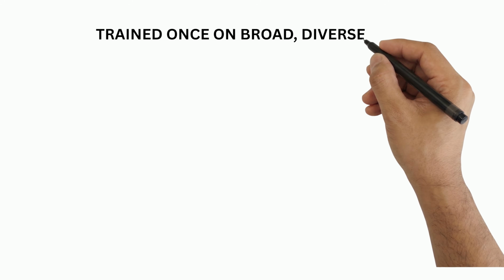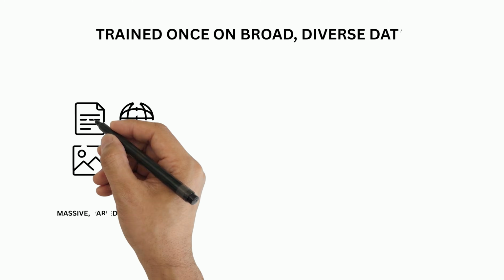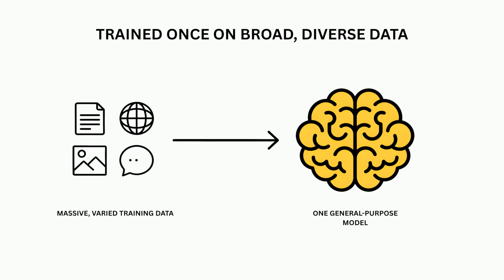A foundation model is trained once at massive scale on broad and diverse data, text, code, sometimes images or audio, without being aimed at any single task. That single expensive training run produces a general purpose model that captures broad patterns in language, reasoning, and knowledge, rather than being built to do one narrow job.